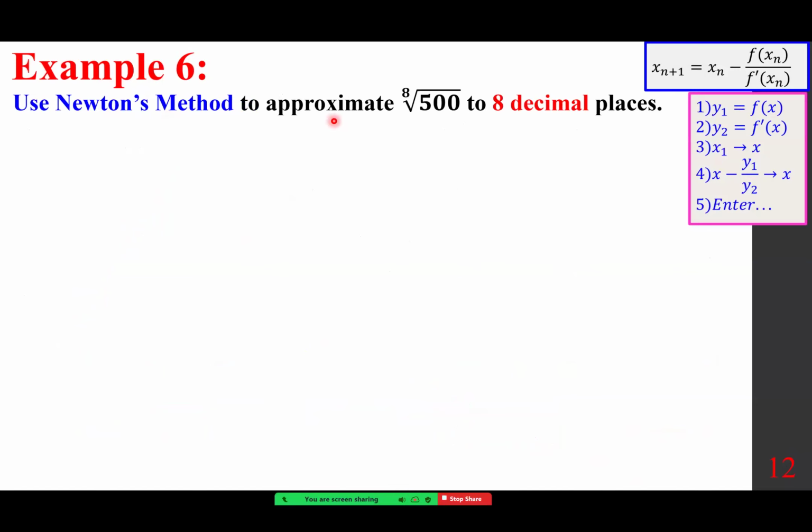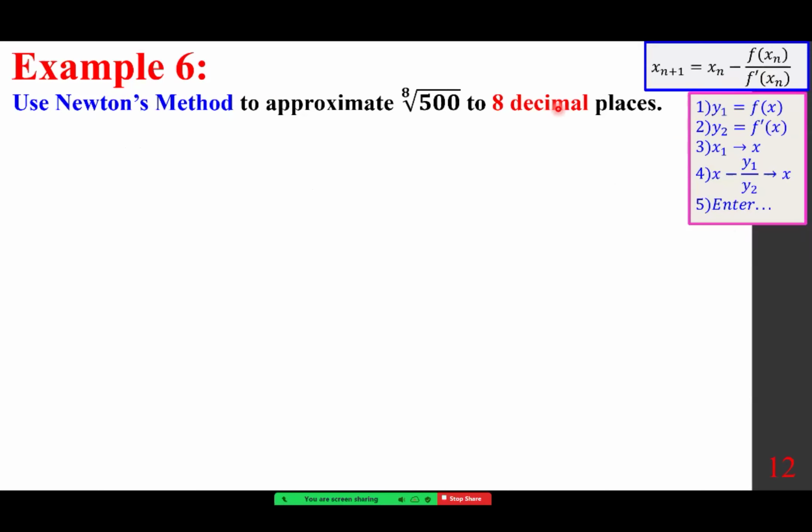Use Newton's method to approximate the 8th root of 500 to 8 decimals. Again, I'm writing x sub n plus 1 is x sub n minus f of x sub n over f prime of x sub n. We want to use Newton's method. There are different methods you can use. We have used differentials, linearizations before. And I'm writing this because when the numbers get involved, you can use this little programming.